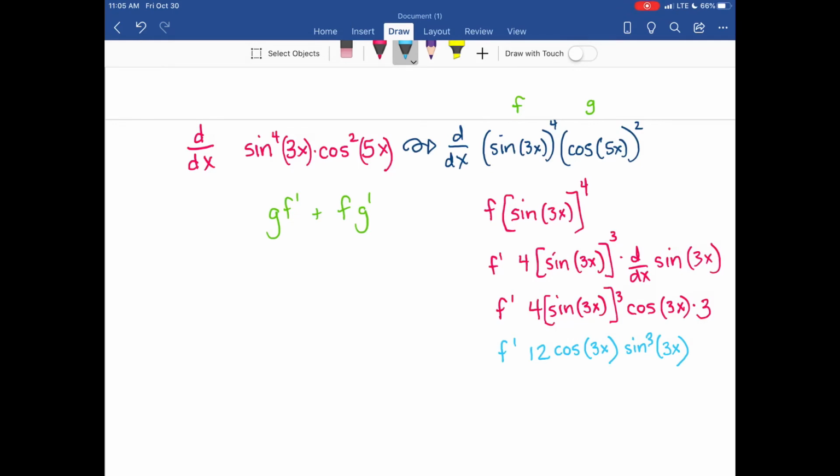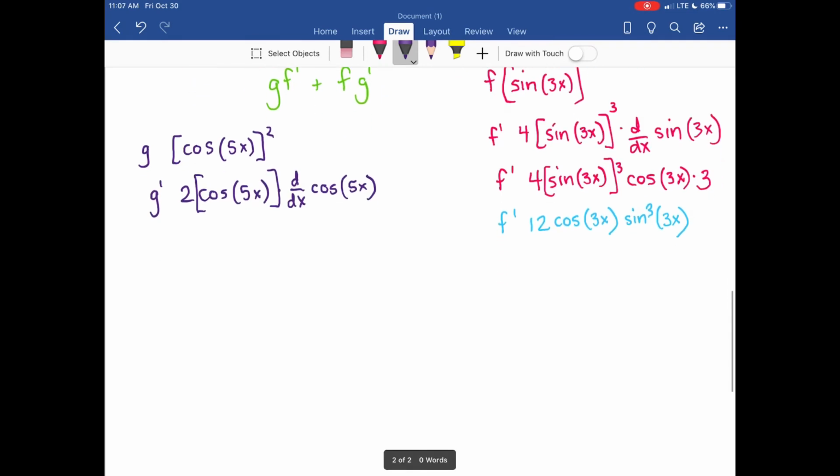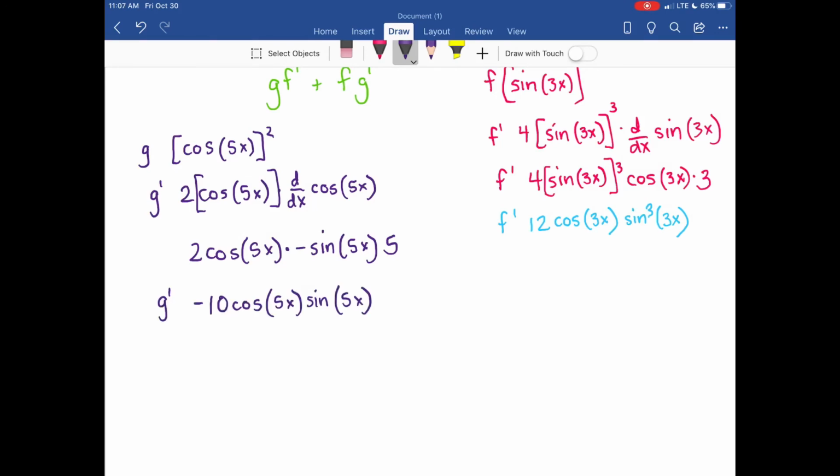Now let's evaluate g. So g is this expression. When we take that derivative, it's another chain rule, which would look like this. And so when we want to simplify this expression, it would take us to this step, which we can then clean up to give this. What a doozy of a problem.